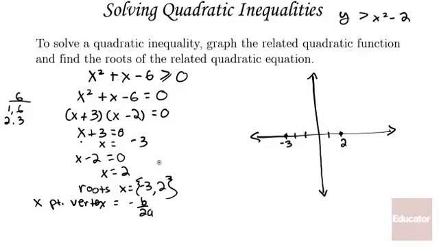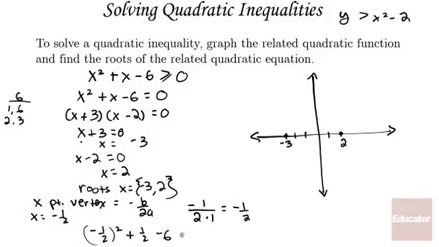So here I have b is 1, so this is negative 1. A is also 1. So this is going to give me negative 1/2. So at the vertex, x equals negative 1/2. In order to find the y value, I'm going to substitute in, and I'm going to get negative 1/2 squared plus 1/2 minus 6.